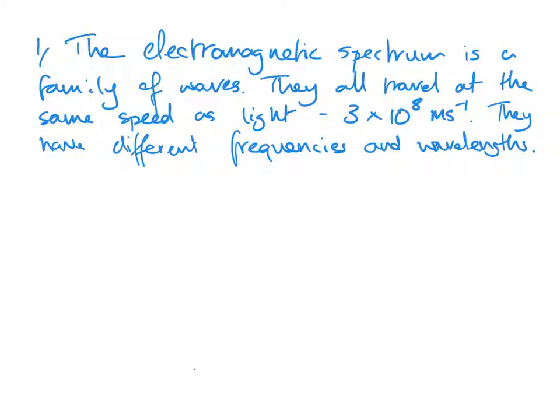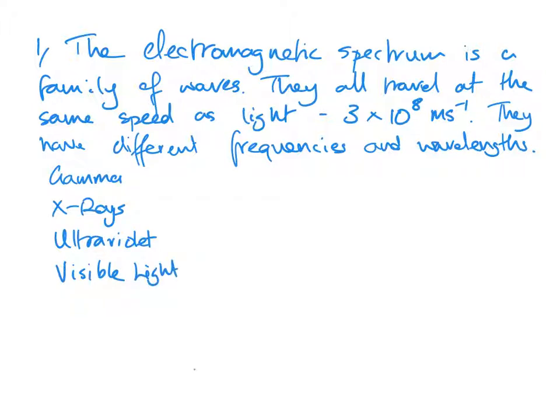And we need to be able to list them in order. So starting with the smallest wavelength, you can do it either way around. Right, we have gamma, X-rays, ultraviolet, visible light, infrared, microwaves, and they are usually just called radio waves. If you call them TV and radio waves, that's okay.